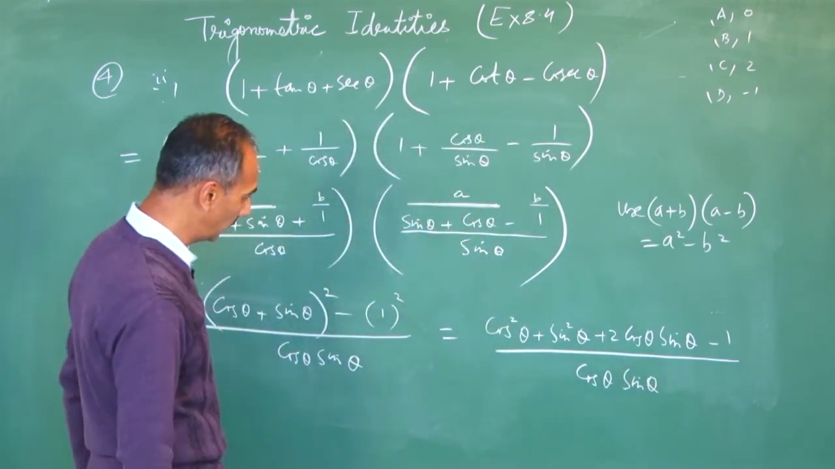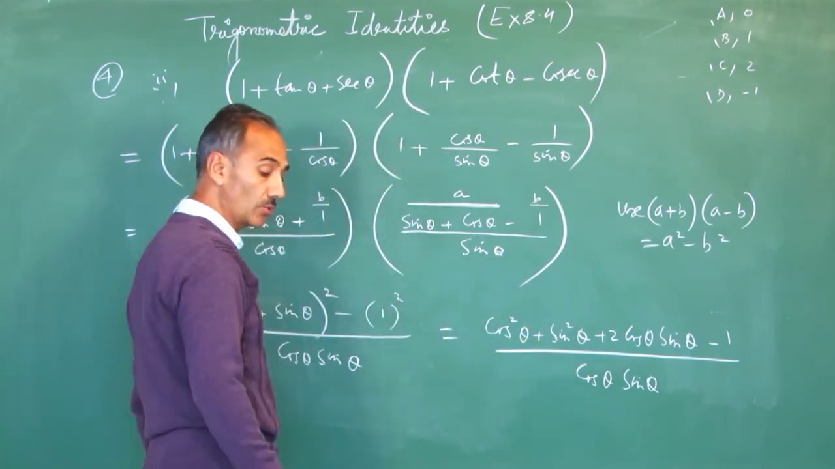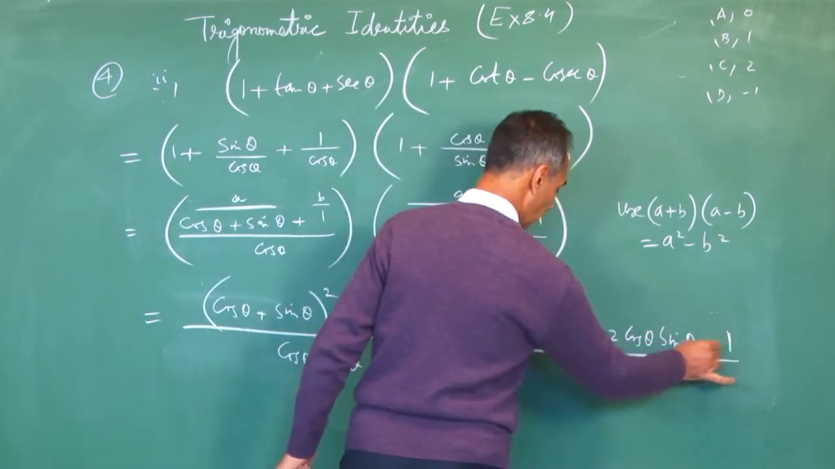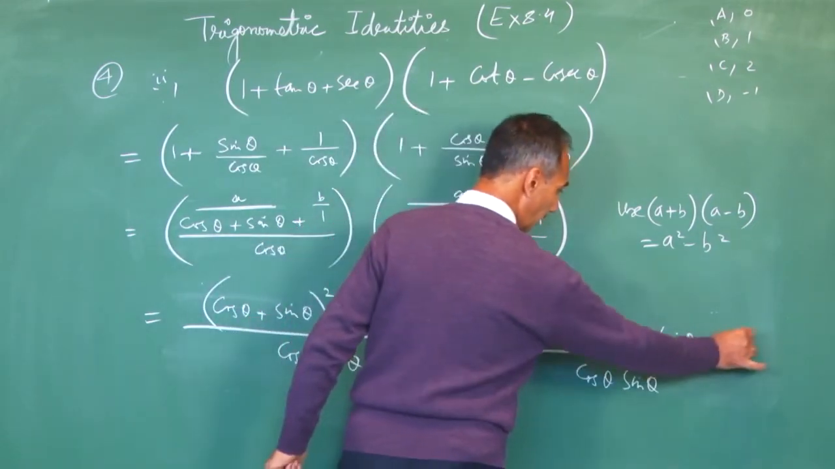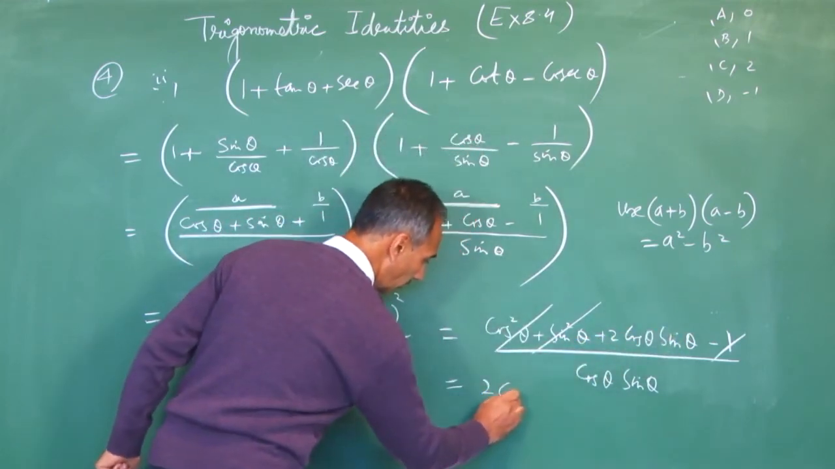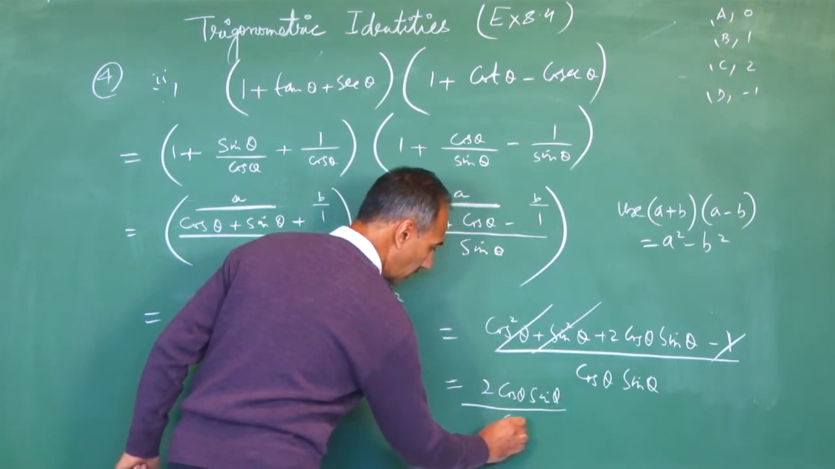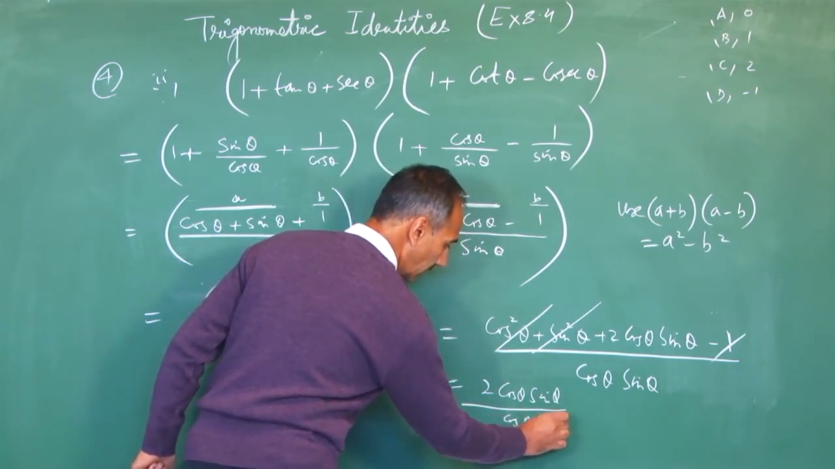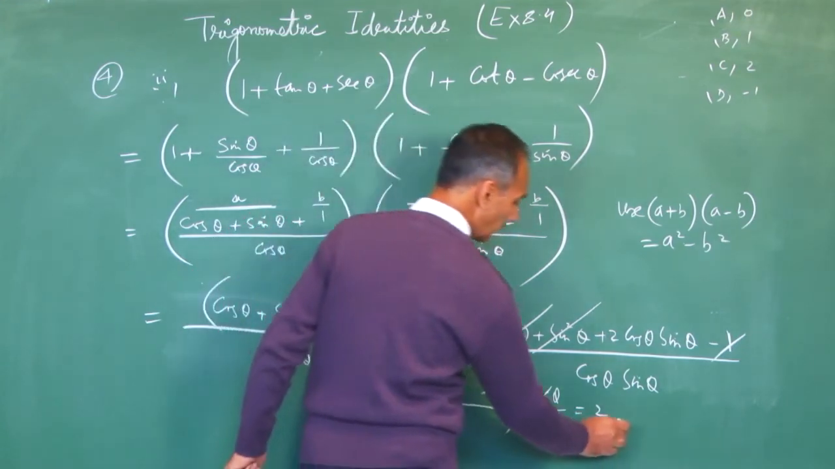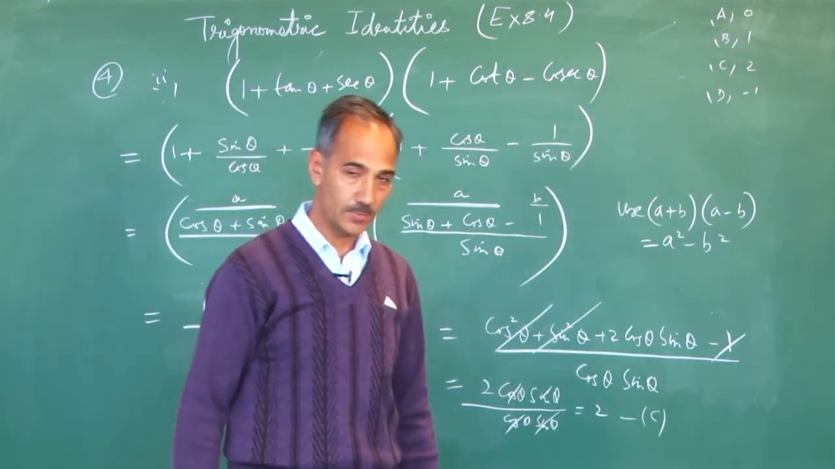Now, to reduce further, my dear friends, cos square theta plus sin square theta is 1, and you have minus 1 also, so this is going to cancel with minus 1. What you are left with is 2 cos theta into sin theta in the numerator, and cos theta into sin theta in the denominator. So this is going to cancel and you are left with 2, that is option C. So C is the correct option as far as this expression is concerned.